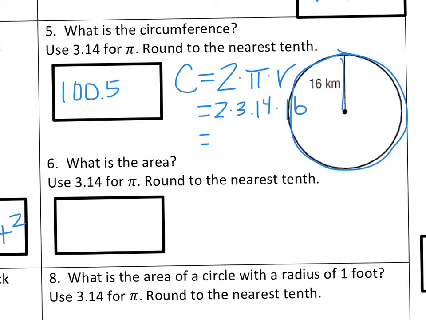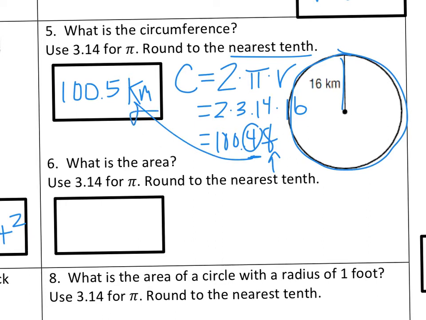Remember, circumference is the distance around, it's kind of like perimeter on a polygon. When we multiply all that together, we get 100.5 kilometers. It actually comes out to 100.48. But we have to round here to the nearest tenth. Therefore, I look here and say, is that 5 or greater? Yes, it is. Knock that off and make this a 5. This is what you change to a 5. That's the answer.